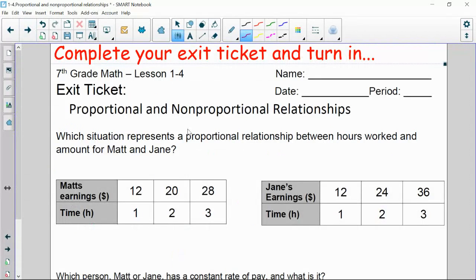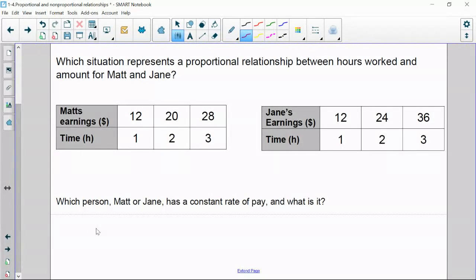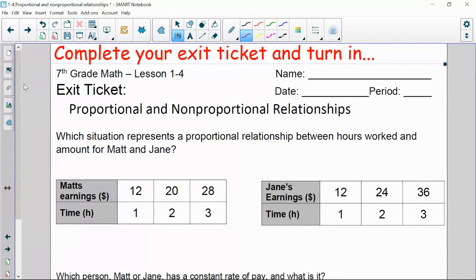All right, so now you have an exit ticket. You are looking at 2 tables. Which situation represents a proportional relationship between hours worked and amount earned for Matt and June? So either Matt or June has a proportional table. You need to compare those and then say which person it is and what is the constant rate of pay. Whoever has ratios that come down to being the same is your proportional person. And then what do all the ratios reduce to be?